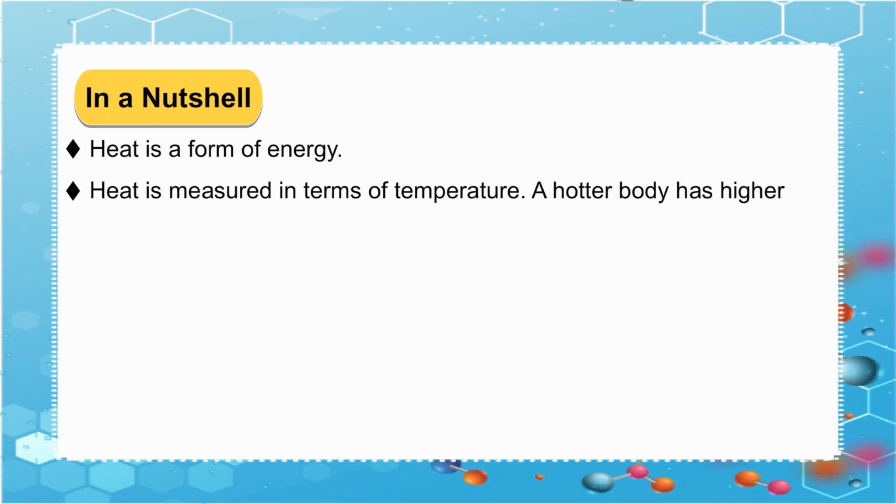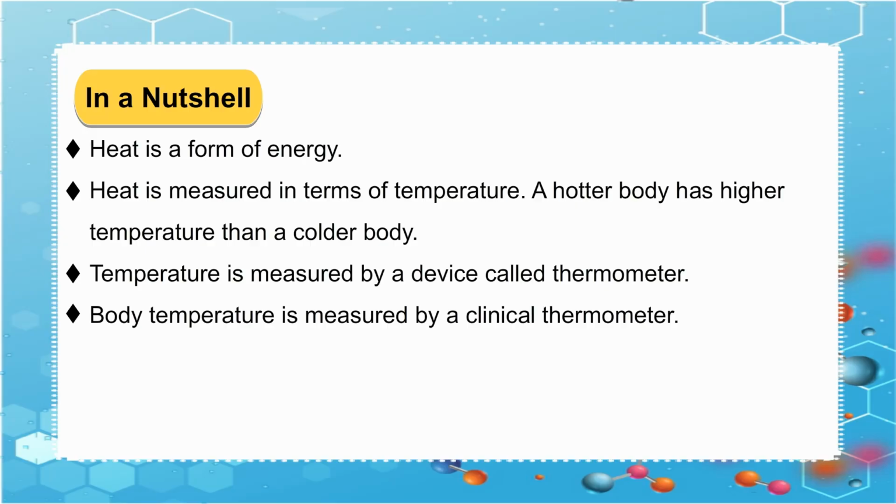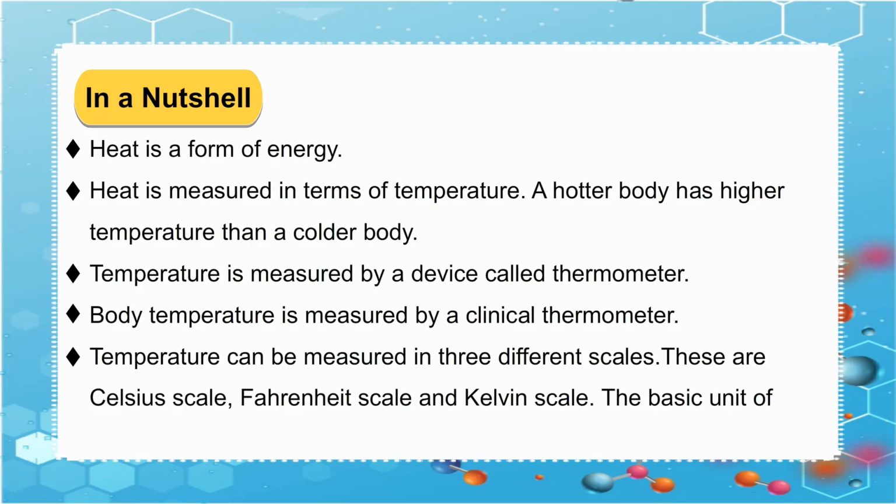In a nutshell, heat is a form of energy. Heat is measured in terms of temperature. A hotter body has higher temperature than a colder body. Temperature is measured by a device called thermometer. Body temperature is measured by a clinical thermometer. Temperature can be measured in 3 different scales. These are Celsius scale, Fahrenheit scale and Kelvin scale. The basic unit of temperature is a degree.